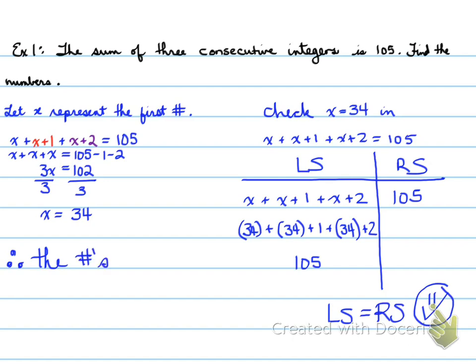Therefore, the numbers are, well, the first number is 34. What will the next number be? Remember? That's right, 34 plus 1, which is 35. And then 34 plus 2, which is 36. So these are the consecutive numbers. 34 plus 35 plus 36 will give us 105. All right, well, that's example number 1. Moving on.